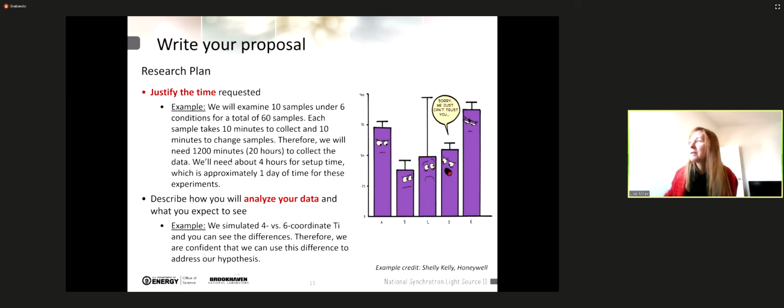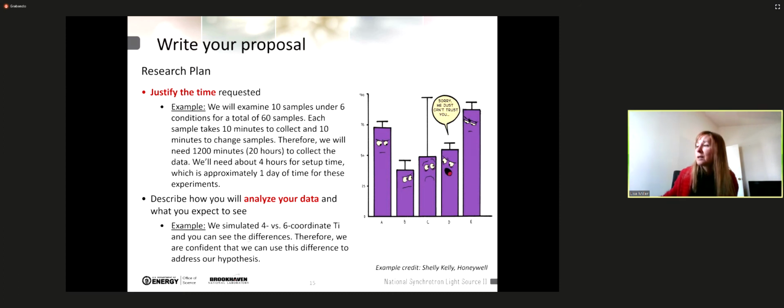So this is the level of detail the reviewers love to see, because it really shows that you've thought about these experiments, what you're going to do in a stepwise fashion, and how much time it's going to take for every step. Okay, and then you also want to describe how you're going to analyze the data. So don't assume the reviewers know what you're going to do with the data once you get it, because you just collected 60 XRF spectra, but what are you going to do next? So you're going to tell them, okay, we're going to use FEFF, and we're going to simulate 4 versus 6 coordinate titanium on the computer ahead of time and make sure that you can tell the difference between the two.